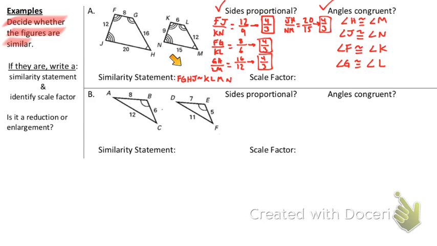Again, we got to make sure we put these in the proper corresponding order. So this is my similarity statement. We cannot write this until we show these two tests are proved. Okay? My scale factor. Once we have the similarity statement, we then can write the scale factor. The scale factor is the ratio that all your sides are equal to. So my scale factor here is 4/3. Okay? And that's pretty much it.